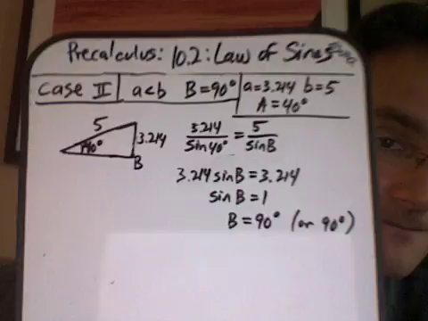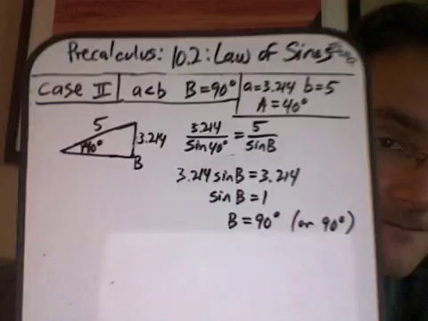Case 2 for the SSA triangle is again that A is less than B, but B happens to be a 90-degree angle. I've drawn an example of that here. To make that work, we can have A equal to 3.214 and B equal to 5, angle A 40 degrees. When we try setting up our law of sines to solve for angle B, we cross multiply and divide by 3.214 to find that the sine of B is 1. Oh, well, that'll work. That'll work if B is 90.